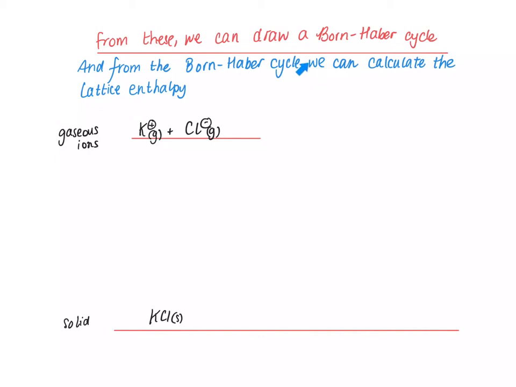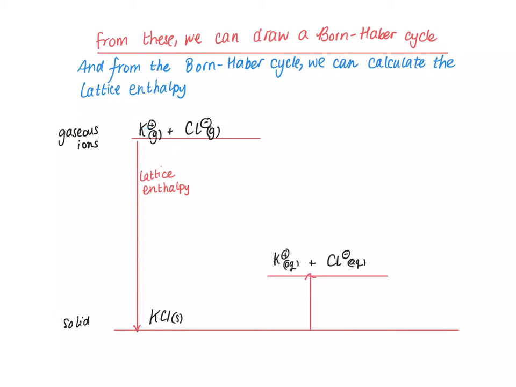From these, you can calculate the lattice enthalpy using a Born-Haber cycle. On the top line, we have the gaseous ions, K+ gaseous and Cl- gaseous, and then we have solid KCl on the bottom. Now we know that the lattice enthalpy is the energy released when these ions come together to give KCl solid. So going from here to here, the enthalpy change is the lattice enthalpy. We can also measure what happens when you take KCl solid and dissolve it into K+ aqueous and Cl- aqueous, and that's just the standard enthalpy of solution.